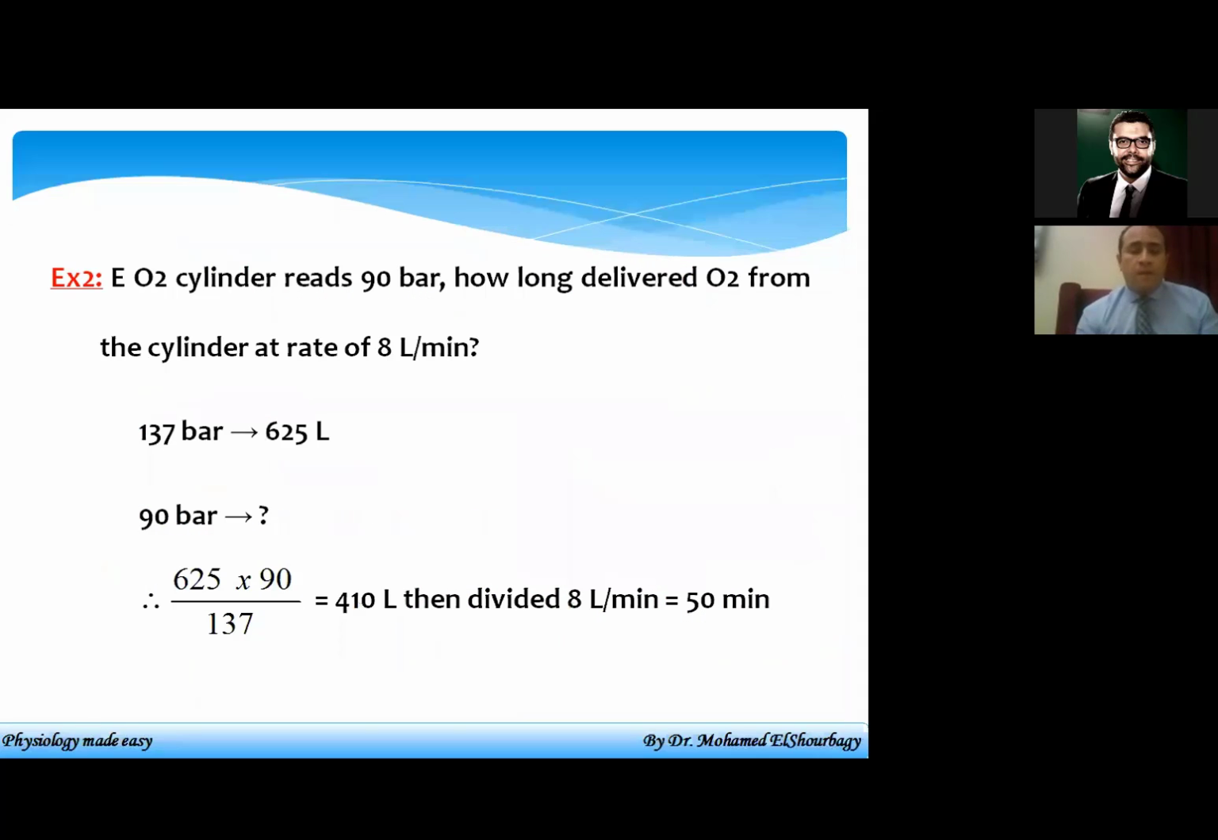So the most important thing is to weigh the cylinder. Let's move to some examples and a quiz about the oxygen cylinder and the nitrous cylinder. Example 2: the oxygen cylinder reads 90 bar. How long will the oxygen be delivered from the cylinder at a rate of 8 liters per minute? Okay, 137 bar gives 625 liters. For the new pressure of 90 bar, the new volume will be 410 liters. Then dividing by 8 liters per minute equals 50 minutes.